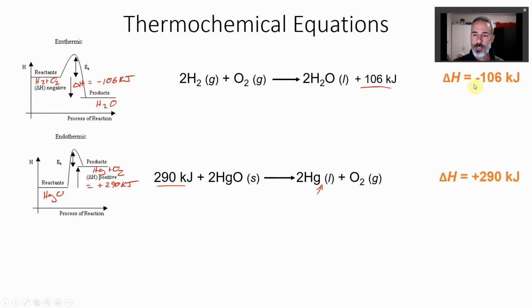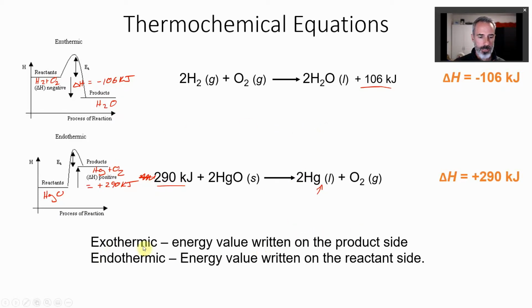If you include it on the side, then you need to put the negative sign because you don't have where it's located to tell you whether it's positive or negative. So you would never do that. Don't do that, right? No negatives ever. Super important. So exothermic reactions, energy values written on the product side. Endothermic reactions, energy values written on the reactant side.